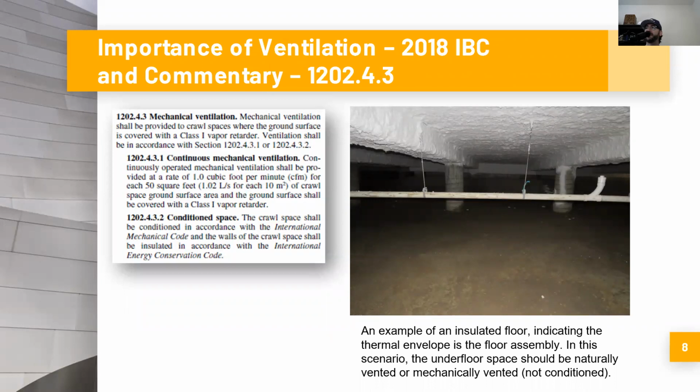So here is an example of an insulated floor, indicating the thermal envelope is the floor assembly. In this particular scenario, the underfloor space should either be naturally vented or mechanically vented, not conditioned. Because again, if you're conditioning the crawl space, then why would you insulate the floor? You have conditioned space above, you have conditioned space below. You're not anticipating a temperature delta or a humidity delta between the two spaces, so you don't need to protect the assembly that separates the two spaces.